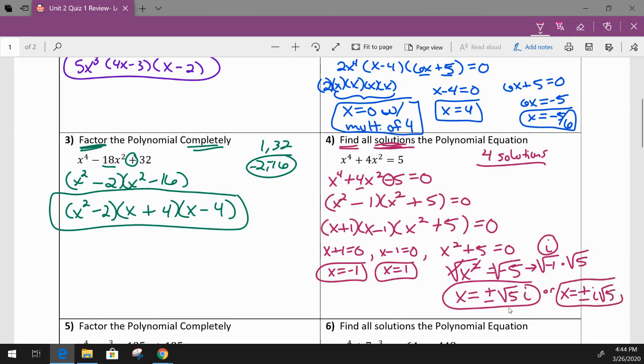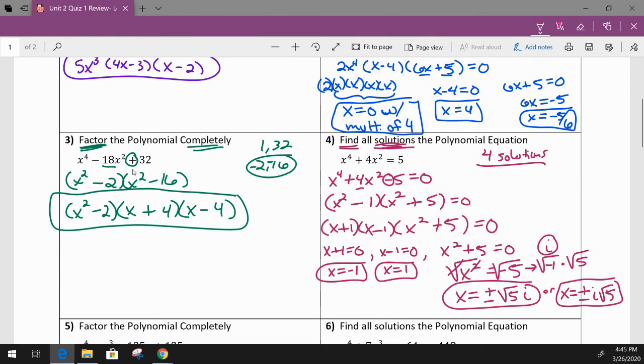It doesn't matter whether you put the i before the square root or after the square root, as long as it's not in the square root. So we do have 4 solutions now: negative 1, positive 1, positive square root of 5i, and negative square root of 5i.